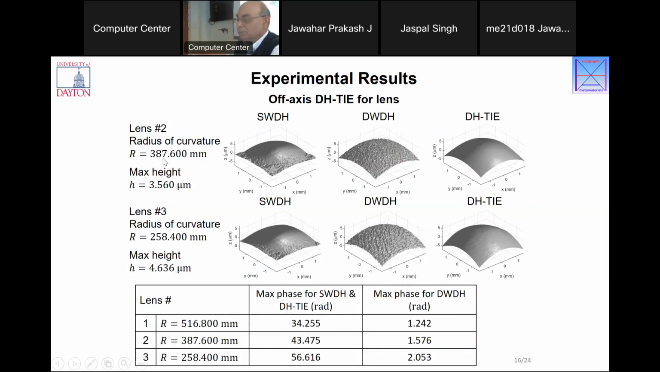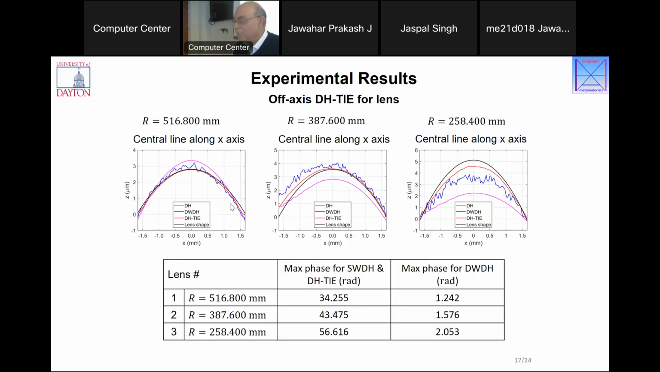These are lenses with other, different radii of curvature. What we found is that it works up to a certain point. As the radius of curvature of the lens becomes smaller and smaller, you start to see a little more departure for all of them. But the departure for DH plus TIE is the least. So DH plus TIE is still the best. Like here, see this one? This was the first case, exactly on top of each other. In this one, this is the actual lens shape. DH plus TIE gives this. Two wavelength digital holography gives this. Single wavelength gives this.